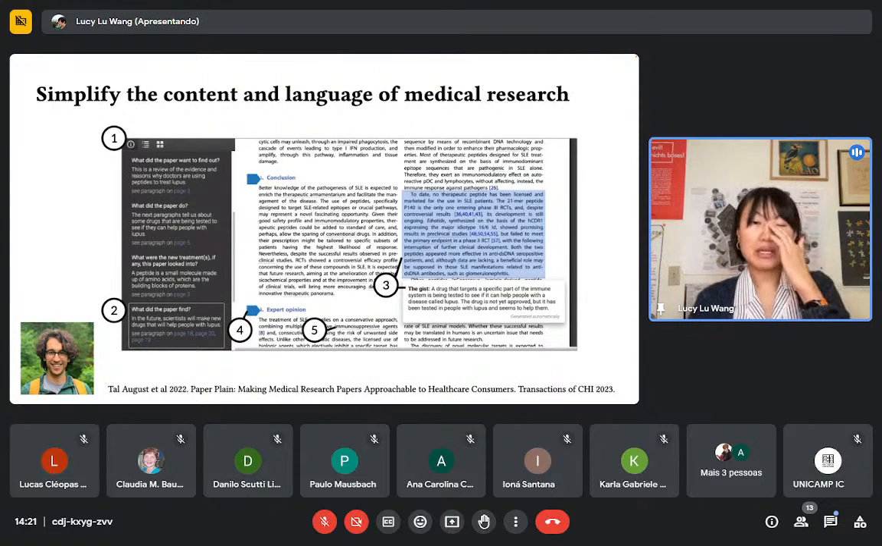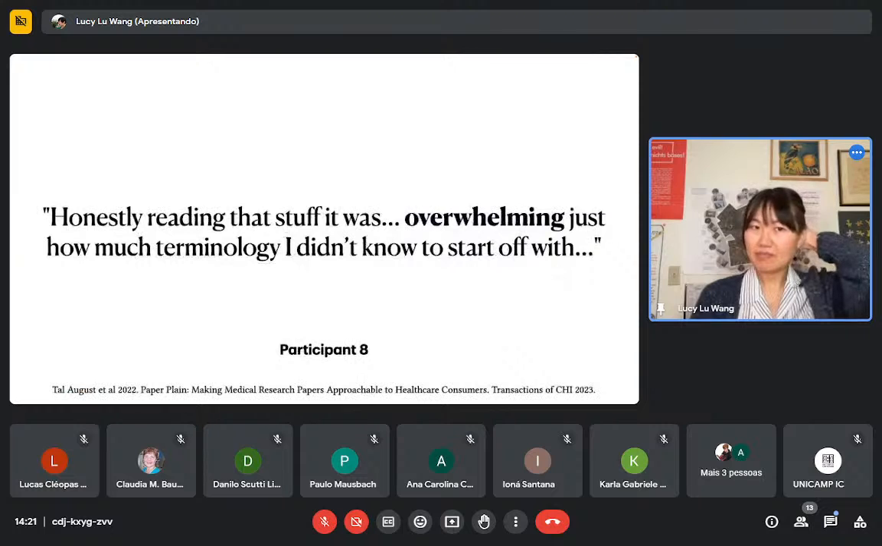So then we applied a bunch of NLP techniques to help simplify the content and language of medical research as presented in these papers to make them more accessible to non-expert readers.